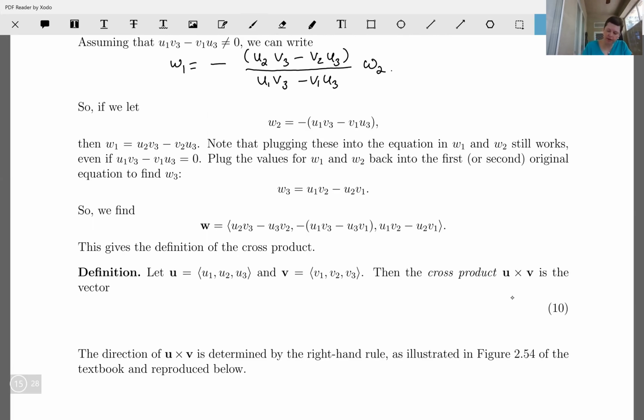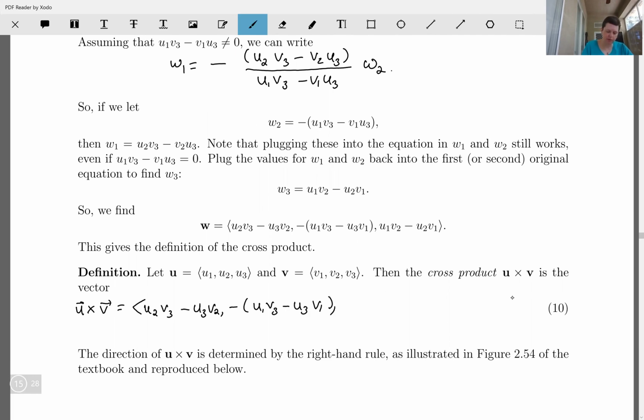So if u and v are given, then their cross product is the vector. No, I did not memorize this equation. No, you do not need to memorize this equation, but it's good practice to write it so that we know what it really is.